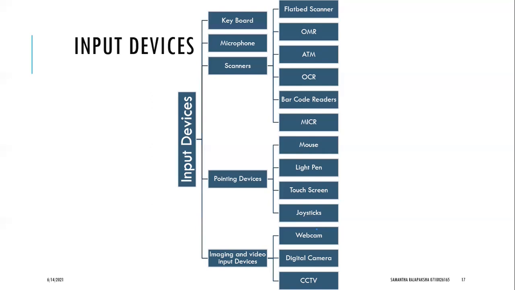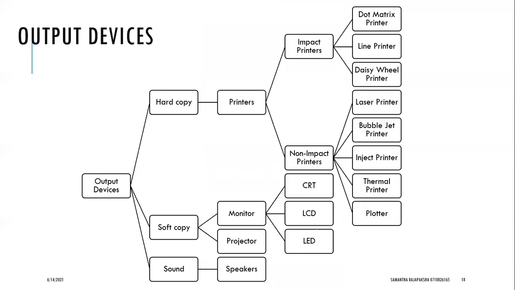Then you have the pointing input devices like mouse, light pen, touch screen, joysticks. Then imaging and video input devices like webcam, digital camera, CCTV, all these again work as input devices where you can get some inputs and store them in the computer storage. Those are the input devices. And the output devices basically produce hard copy, soft copy, and sound.